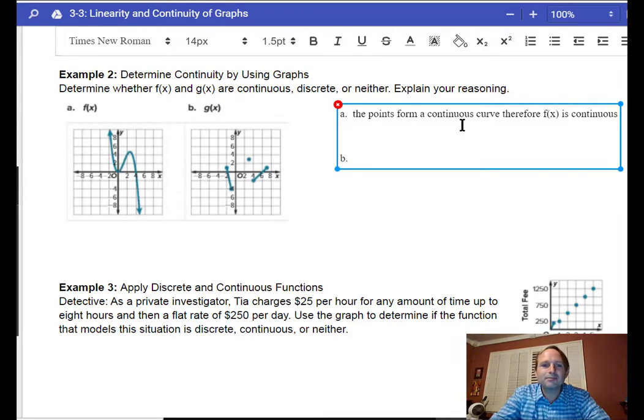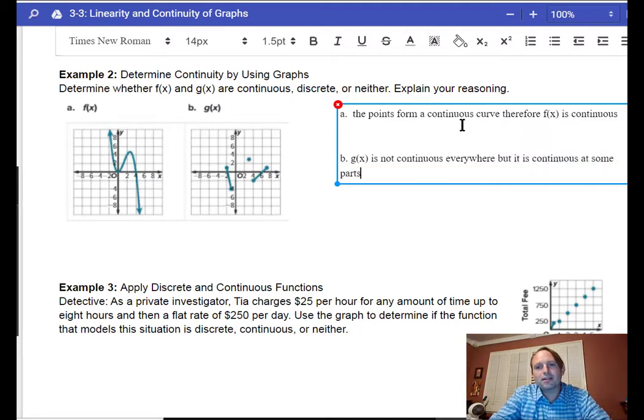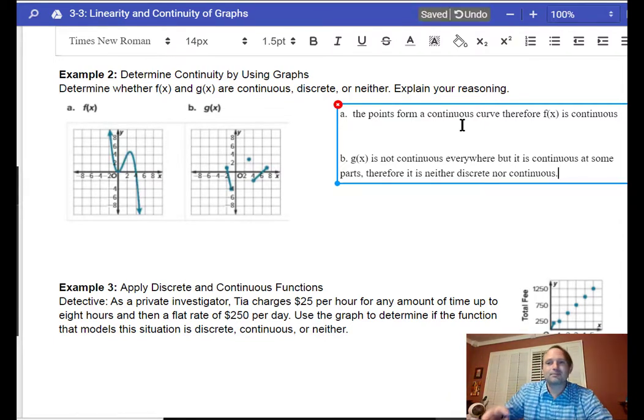Now b, g of x. The function g of x is not continuous everywhere, but it is continuous at some parts. Therefore, it is neither discrete nor continuous. Now, make sure you put nor, neither discrete nor continuous. All right, let's go on.